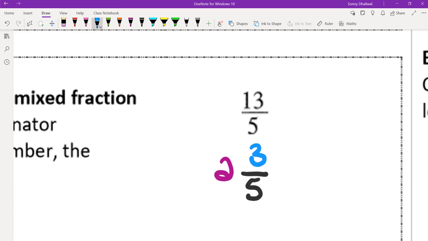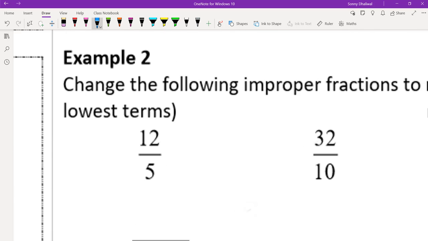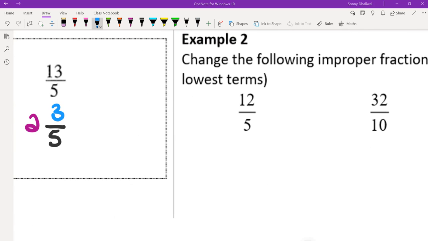All right, next one. Scrolling over. The denominator doesn't change. It was a 5, stays at a 5. Yes, Junior? 2 and 2. Thank you. 2 out front. 5 goes into 12 twice. 5 times 2 is 10. Then the difference between 10 and 12 is a 2. We need 2 more extra. So 2 and 2/5.